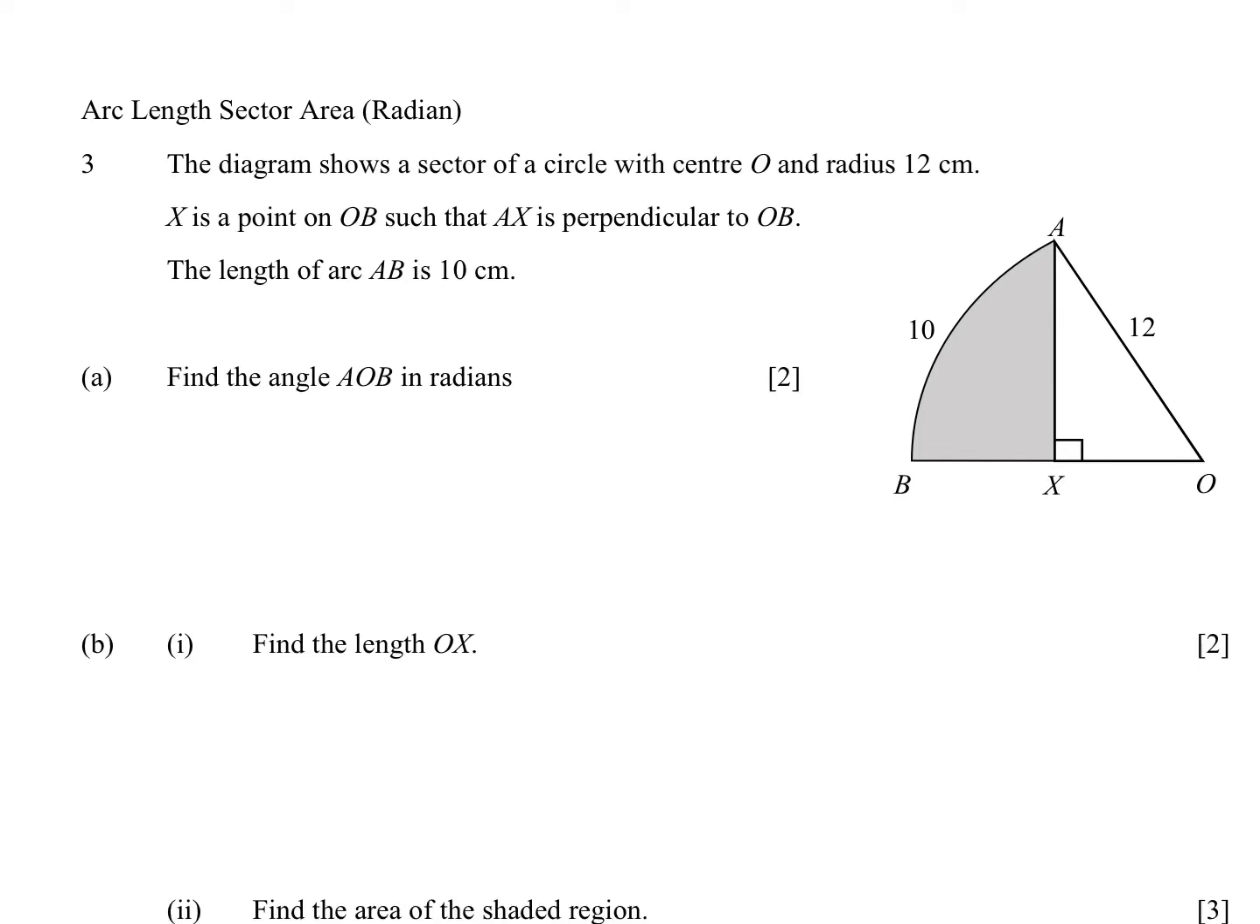4NA Revision Chapter 2: Arc Length, Sector Area, Radian. Now let's take a look at the following question. In this question, we are going to work in radians because the question mentions finding the angle AOB in radians. So the first step is to make sure your calculator is in radian mode.